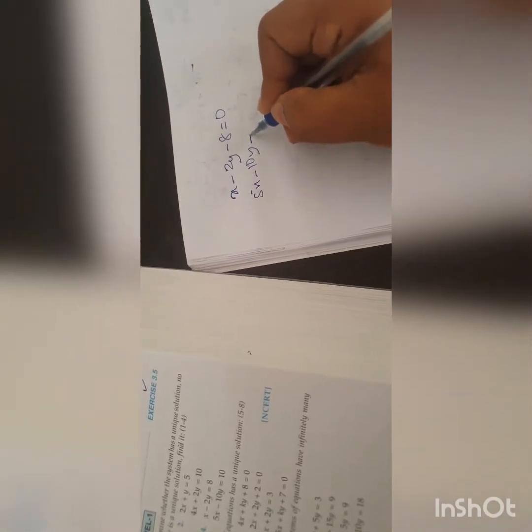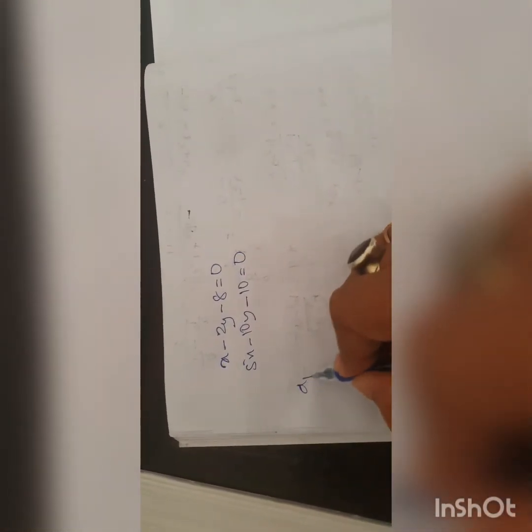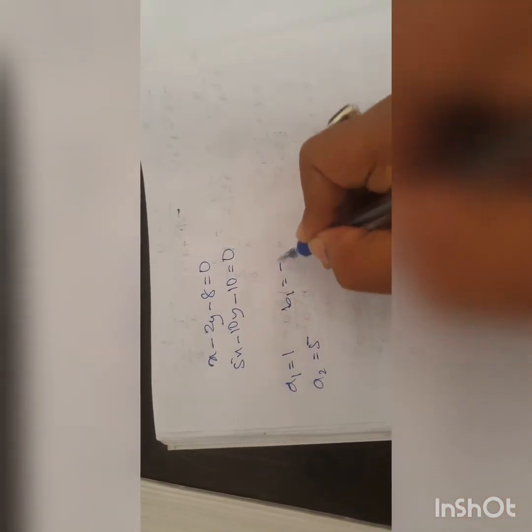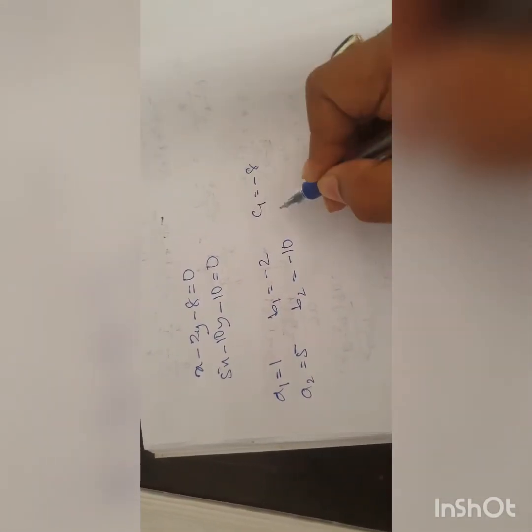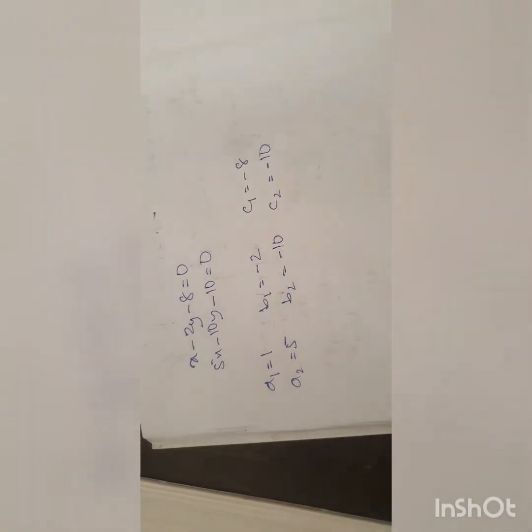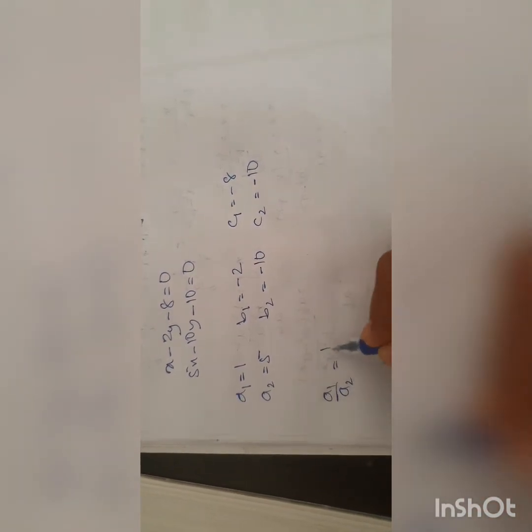Suppose, for example, I am taking equation number 4. It will be x minus 2y minus 8 is equal to 0, and 5x minus 10y minus 10 is equal to 0. Now I know that a1 is equal to 1, a2 is equal to 5, b1 is equal to minus 2, b2 is equal to minus 10, c1 is equal to minus 8, and c2 is equal to minus 10. Now if I check a1 by a2, I will get 1 by 5.